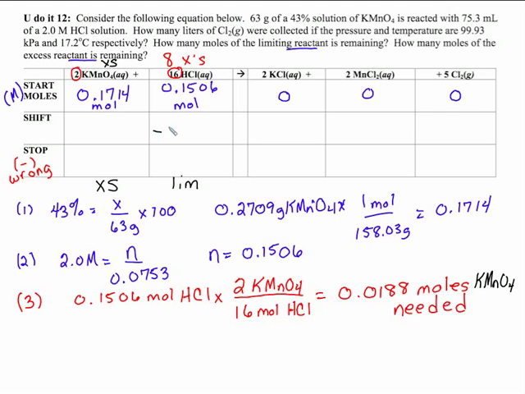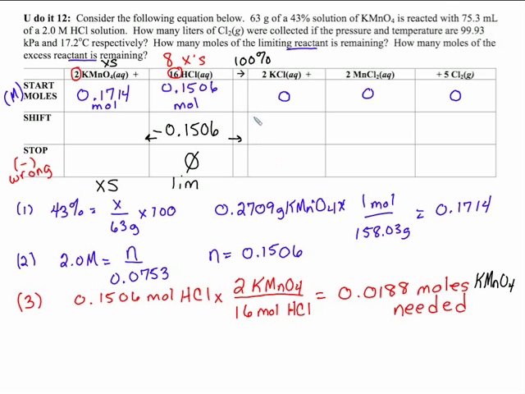Now, a reaction proceeds until all of the limiting reactant is consumed. So it goes 100% until I lose all of my limiting reactant. So the limiting should always go to 0. So now what I need to do is move along and shift my other moles based on my limiting reactant.